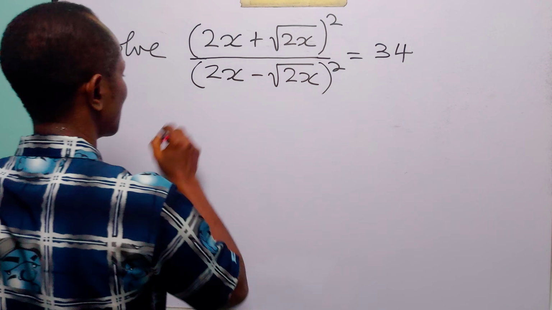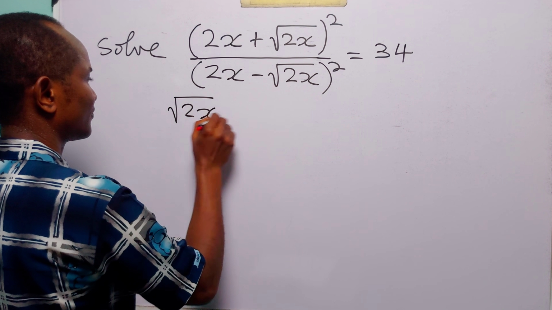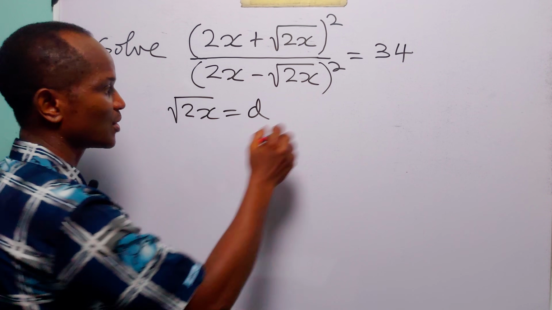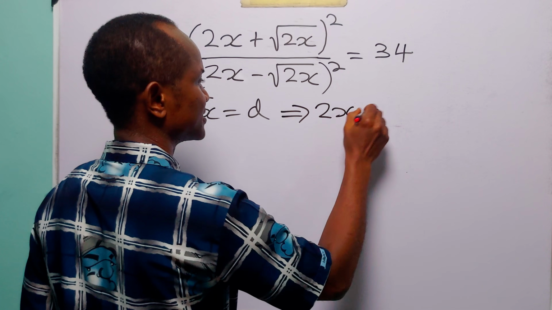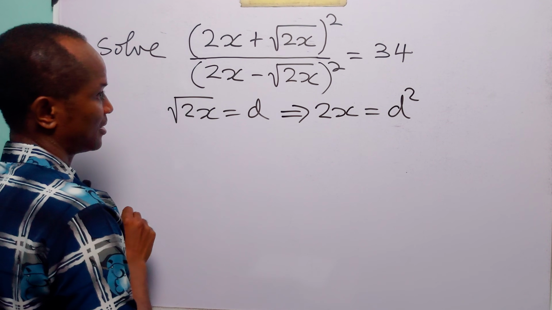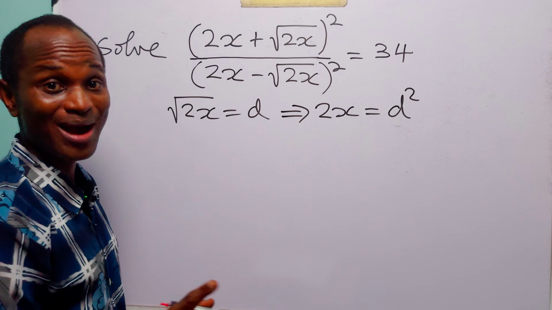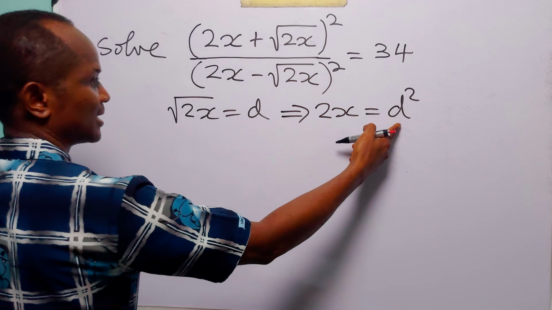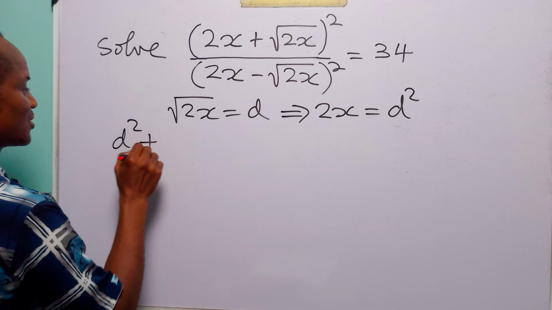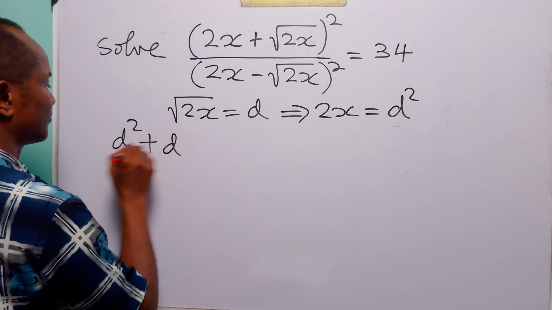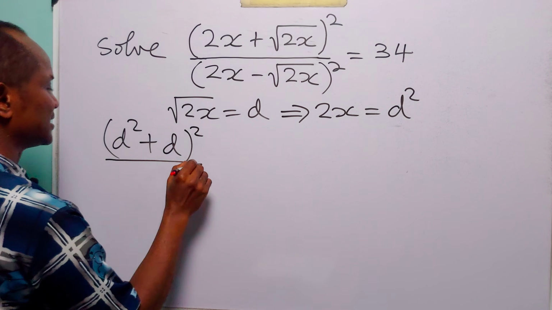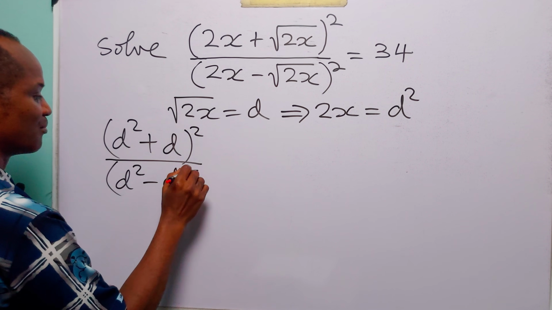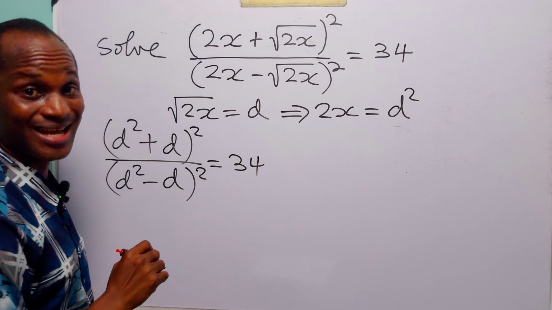To solve this equation for real values of x, let us begin with a substitution. Let the square root of 2x be equal to the letter d. Of course, you know that if we square both sides of this equation, we have that 2x is equal to d squared. Now, the next thing we are going to do is rewrite the original equation in terms of d. Here we have 2x, that is d squared, plus d, both squared, divided by d squared minus d, both squared, and this is equal to 34.